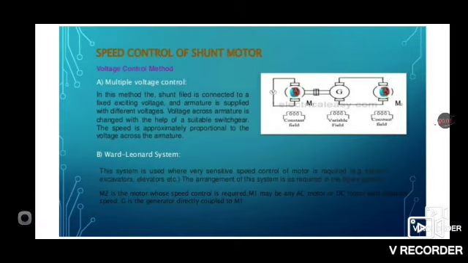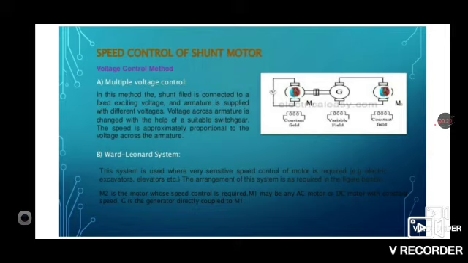There are two methods in the voltage control method. First one is multiple voltage control method. Second one is Ward Leonard system. Ward Leonard system is shown in the figure. In this method, that is the multiple voltage control method, the shunt field is connected to a fixed exciting voltage and armature is applied with different voltages. The voltage across armature is changed with the help of suitable switchgear. The speed is approximately proportional to the voltage across the armature. Instead of rheostat, we are using switchgear for various voltages for the armature.